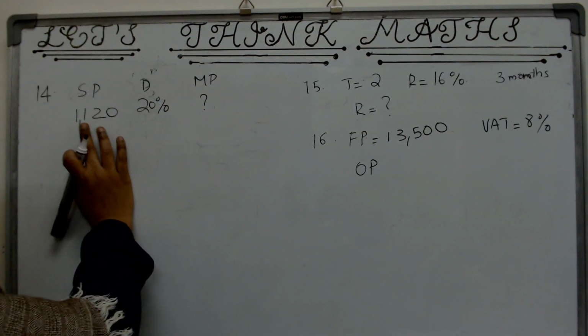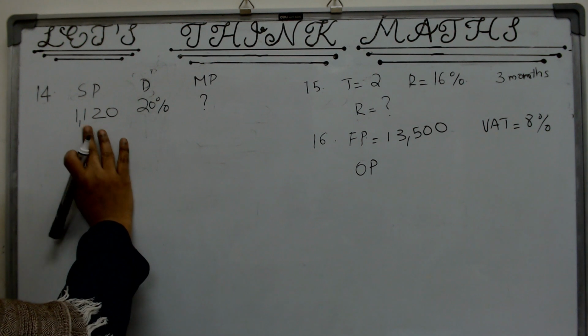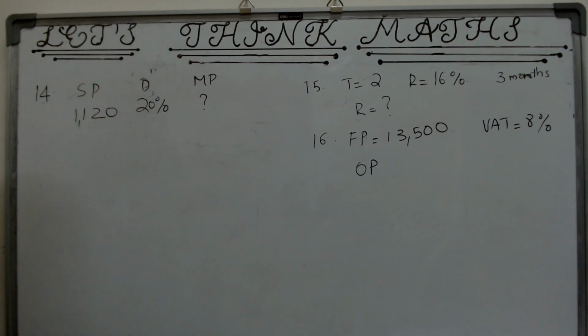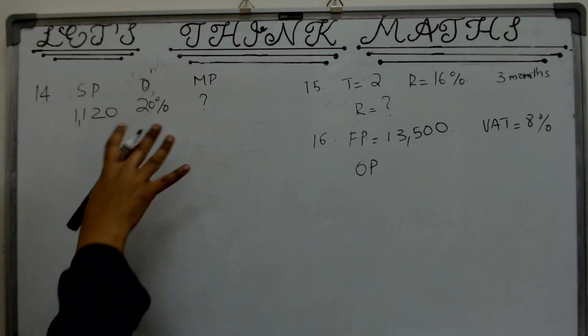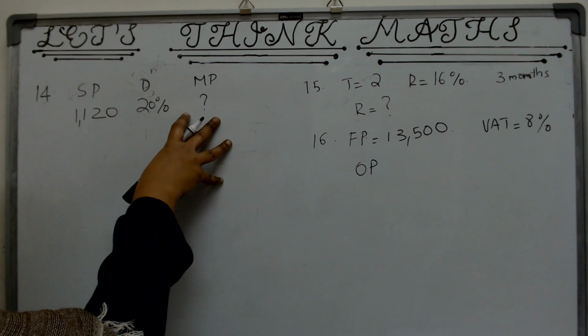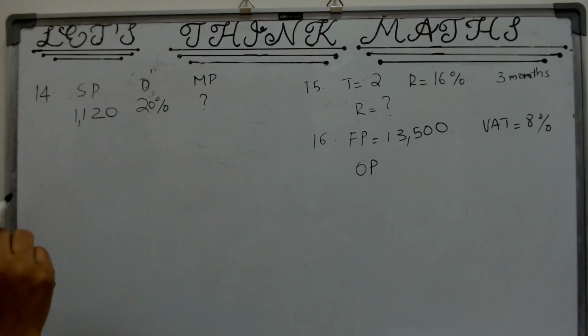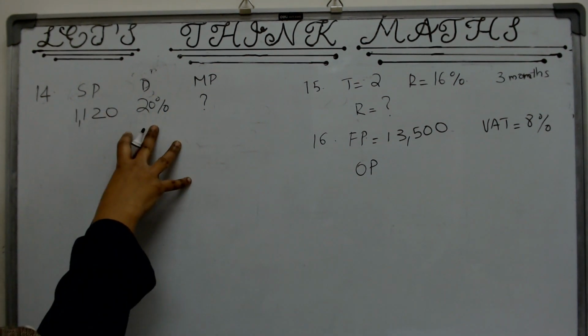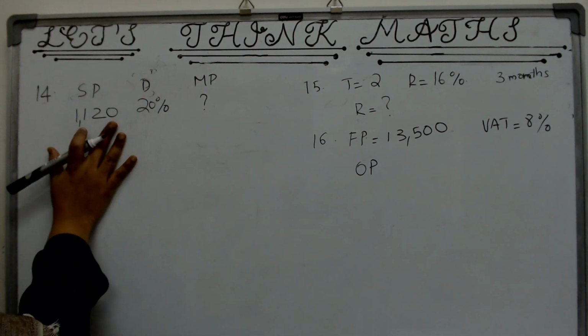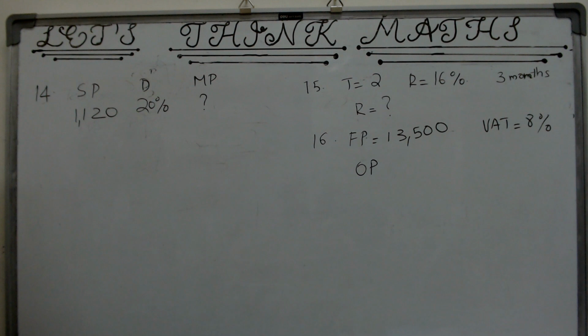14th question is about somebody who got a jacket for 1,200 rupees but he actually got it on a discount. He actually got it 20% less. So how much money did he save? What was the marked price? So you remember the formula for discount percentage? It is discount by marked price. Selling price is of absolutely no use to us.